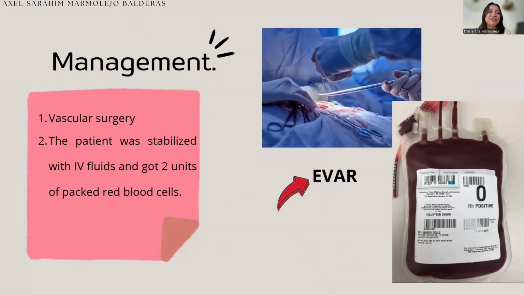Based on the complementary diagnostic methods, we did the management, and our working diagnosis is a leaking infrarenal abdominal aortic aneurysm with signs of impending rupture. We called vascular surgery right away. The patient was stabilized with IV fluids and got 2 units of packed red blood cells. He was taken to surgery for endovascular aneurysm repair, or what we also call EVAR. And the packed red blood cells were chosen based on his blood type, which is type O.